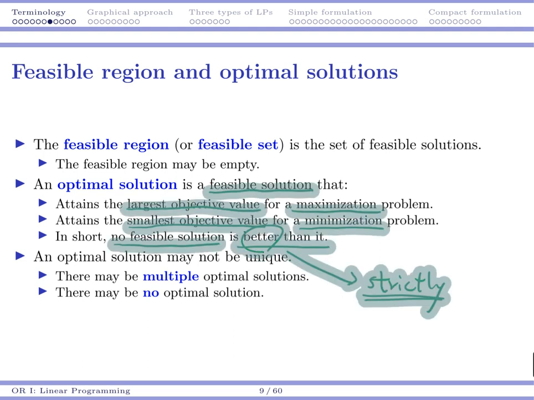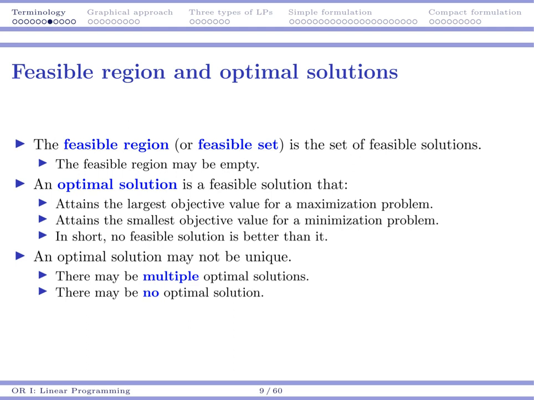So that suggests one fact. An optimal solution may be unique or not unique. Sometimes we have a linear program with multiple optimal solutions. That's possible. Or it's also possible that there is no optimal solution at all. For example, if your feasible region is empty, you don't have any feasible solution, then you don't have any optimal solution. Or it's also possible that you have a mathematical program where there are feasible solutions, but there is no optimal solution. Very quickly, we will show you why it is possible.